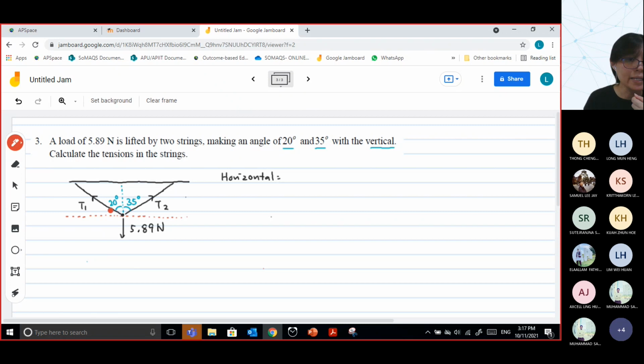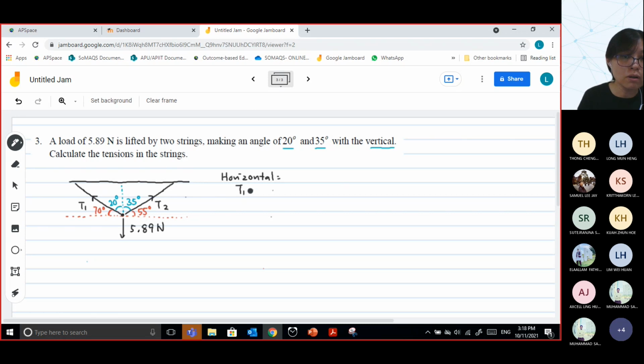So what is the angle here? If here is 20, that means here will be 70. Then here will be 65. Oh, sorry, 55. Get it? Because previously when we measure on horizontal, we always use the cos for horizontal. Now, let's look at the T1.